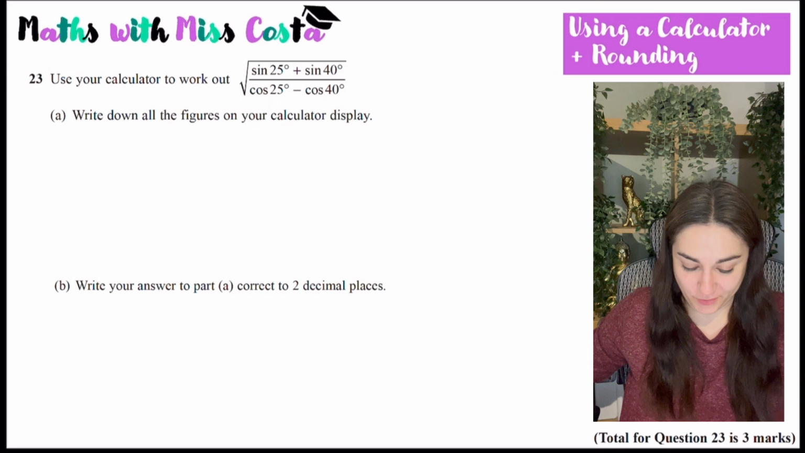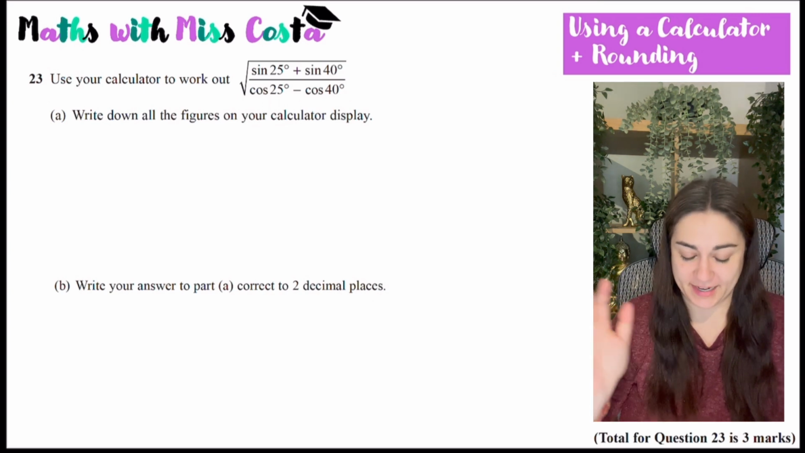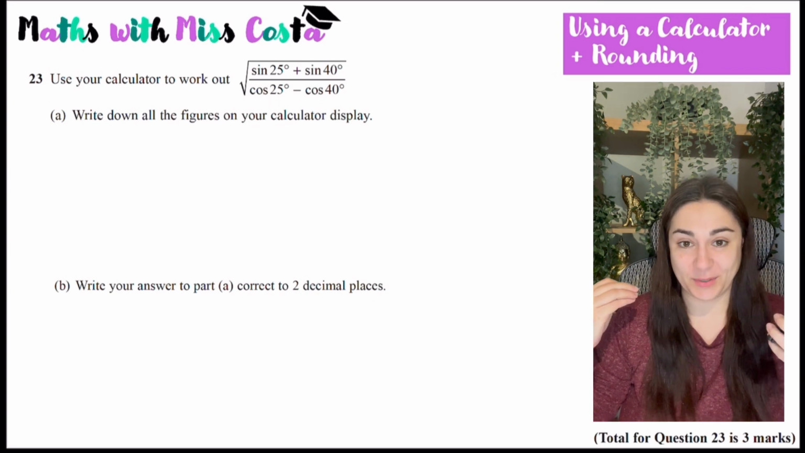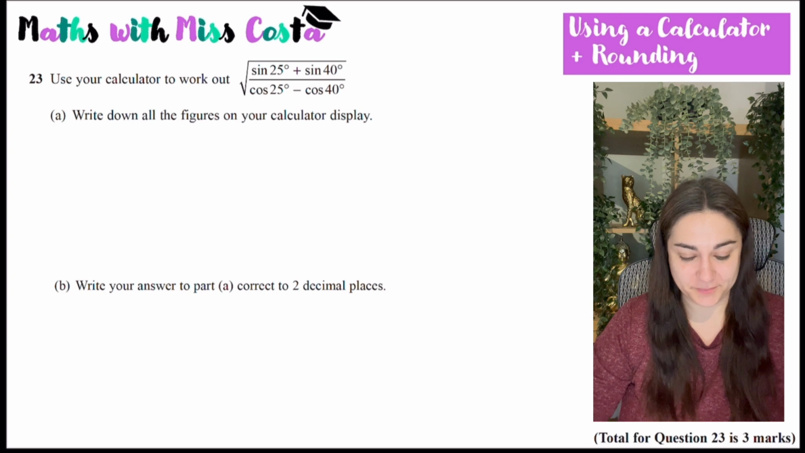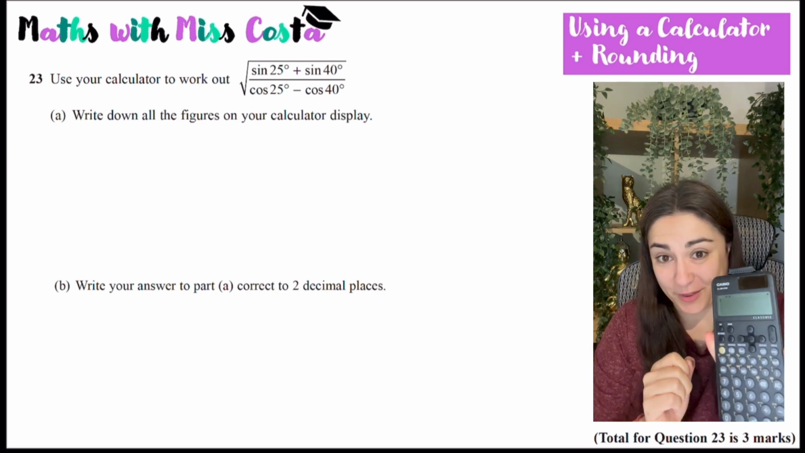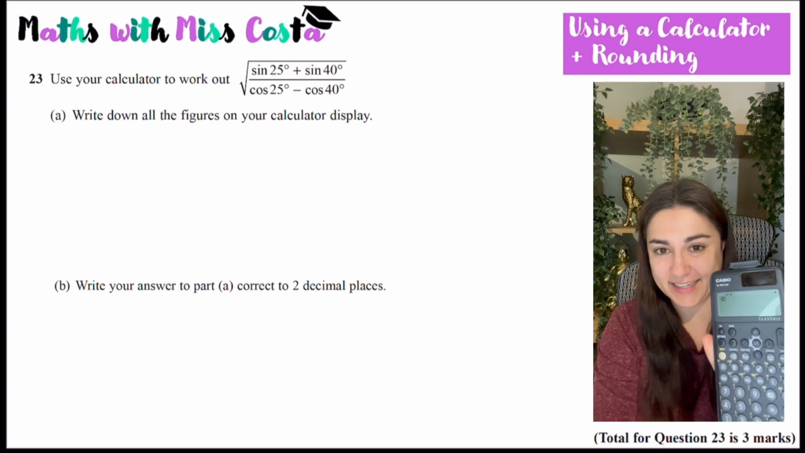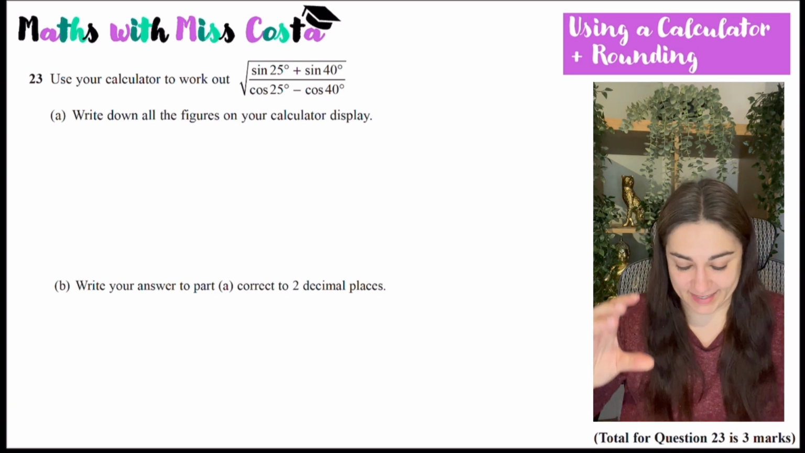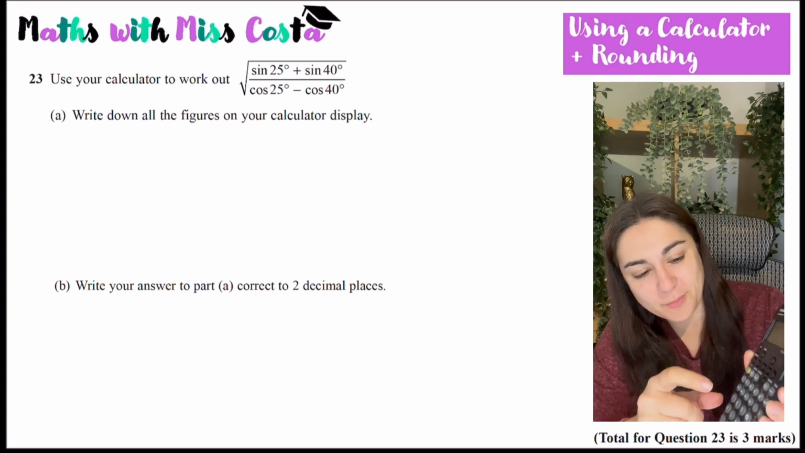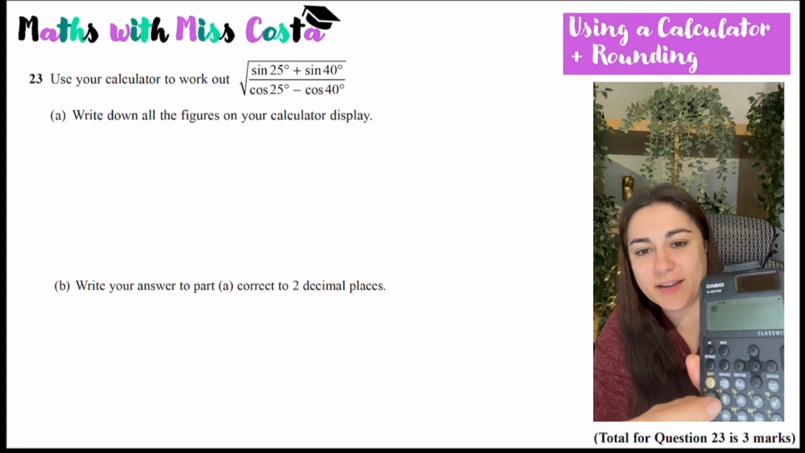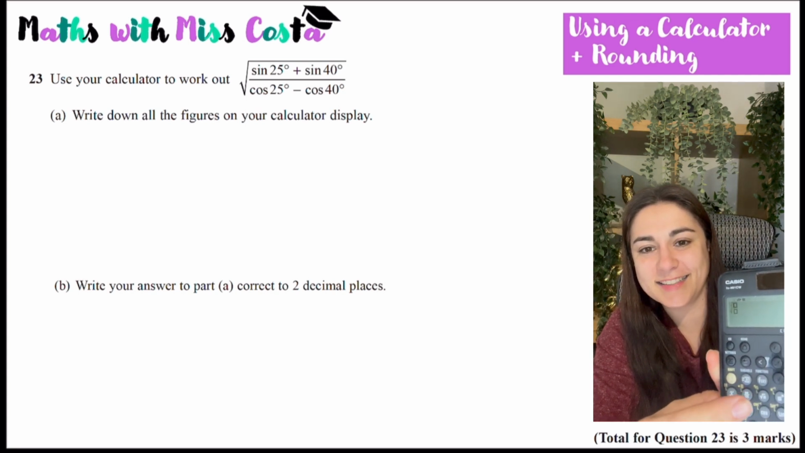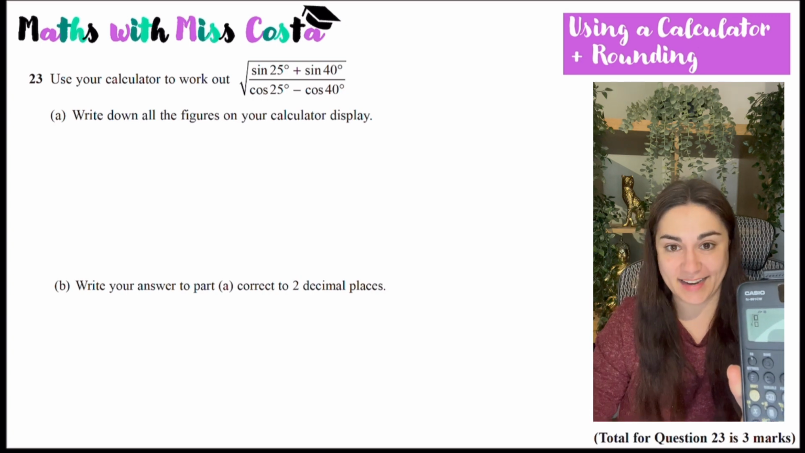Okay, so here we've got a using a calculator question. So we just need to be familiar with our calculator. Now, all of this is inside a square root. So the first thing you're going to do is press your square root button, which looks like this. And then it's inside a fraction, so you're going to press your fraction button over here, which looks like that. And then we can enter everything in.